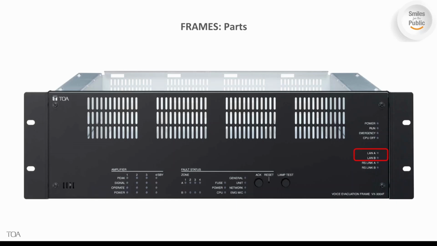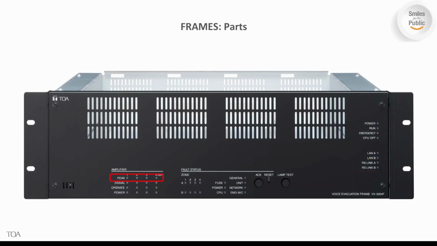The LAN indicator LEDs give feedback on the status of the LAN connections. They should flash green when the connection is active. Each VX3000 frame has 2 LAN ports available for redundancy. The RS-Link indicator LED provides feedback on the status of the VX3000 mic connections. These will flash green when the frame is properly communicating with the mics connected to the frames.